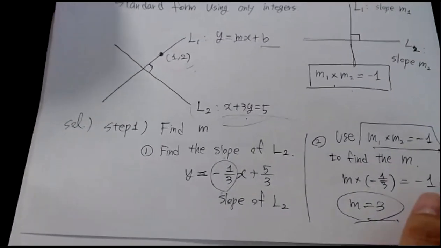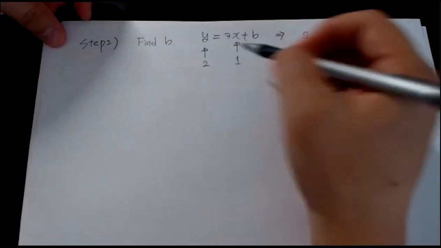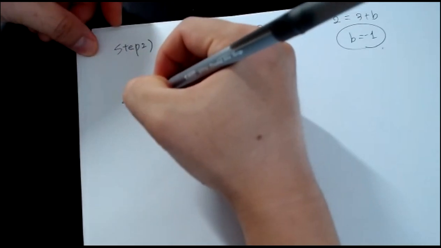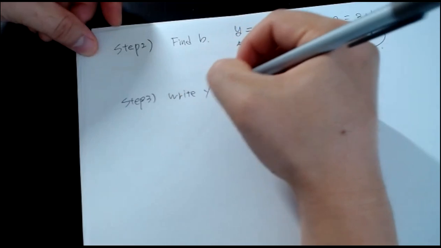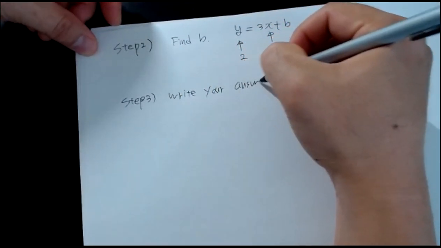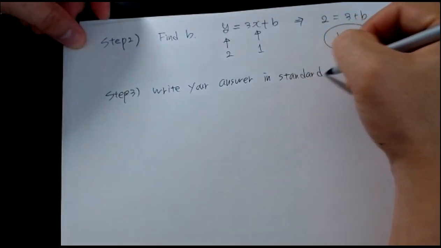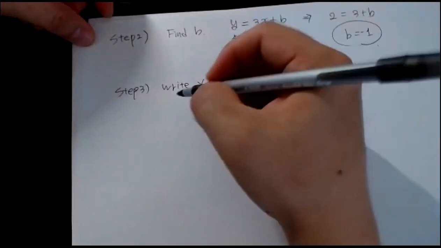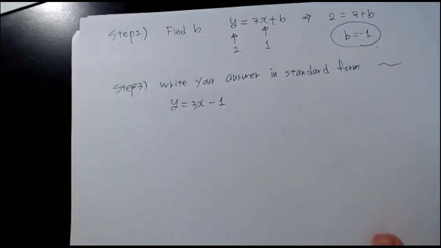Okay, now it works. So now I'm gonna transform that equation. So far we got this step 3, right? Your answer in standard form using only integers. Okay, using only integers. So y is equal to 3x minus 1. Okay.